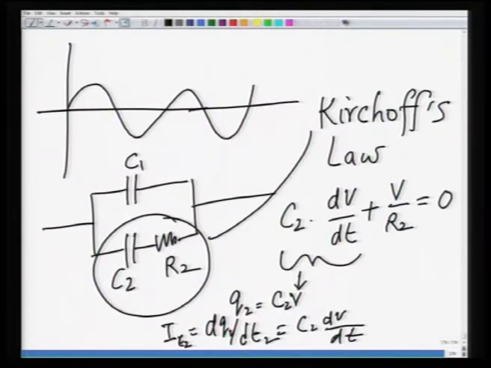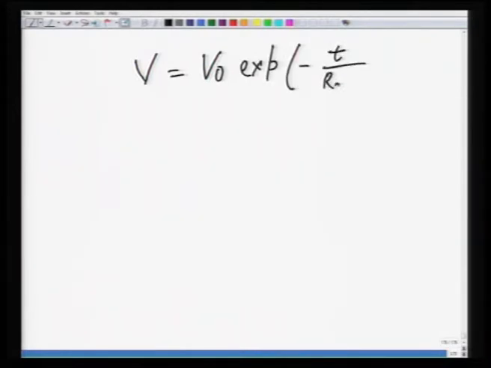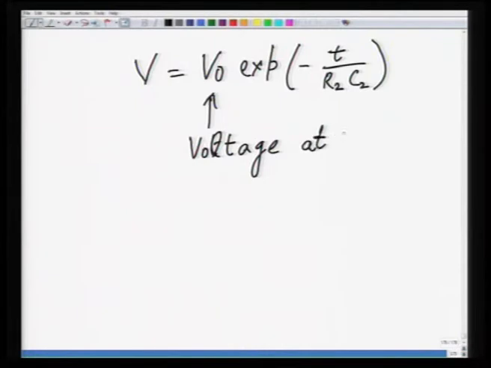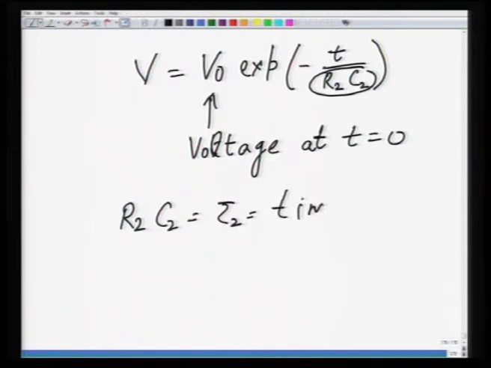Now, this is a simple linear differential equation. If you solve this equation, what you come across is V is equal to V naught exponential of minus t divided by R2 C2, where V naught is the voltage at t equal to 0. R2 C2, which is in the exponential term, must have the same units as time, and this R2 C2 is defined as tau 2, which is called the time constant.